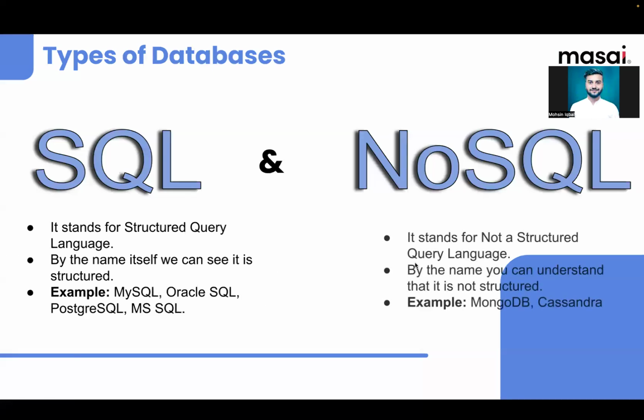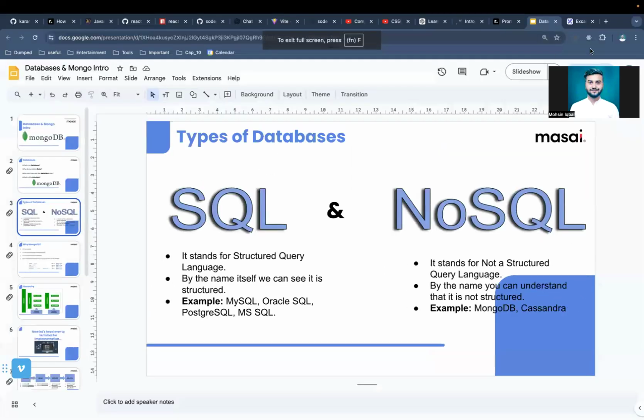Okay. On the other hand, we have NoSQL, which stands for not a structured query language. It is the complete opposite of SQL database. ठीक है, by the name itself हम understand कर सकते हैं कि इसका कोई proper structure नहीं होता. Understandable folks, कि ये एक proper structure को follow नहीं करता. We will see what that structure is, okay. And कुछ examples इसके हैं MongoDB, Cassandra, and we are going to learn now a NoSQL database called MongoDB. Okay folks, understandable? Yes.